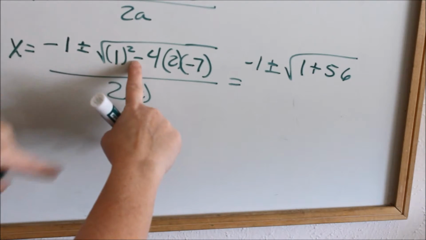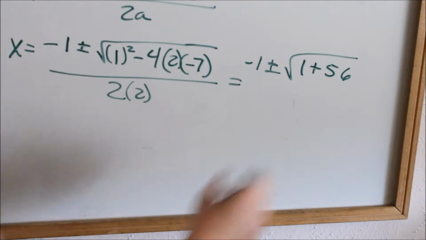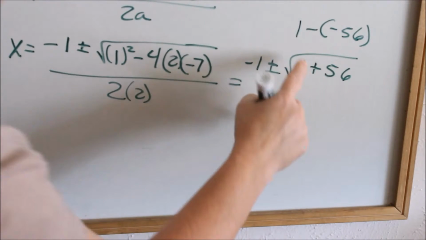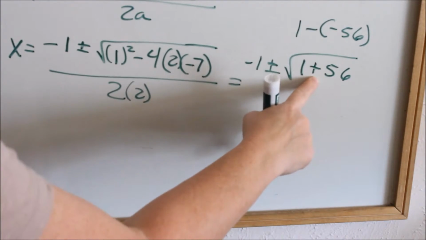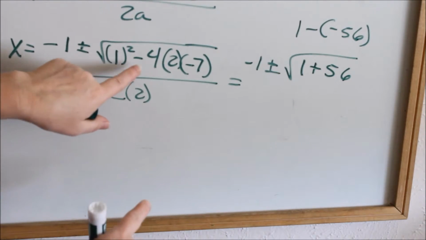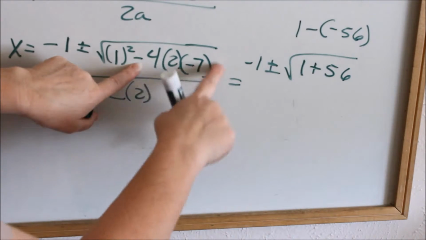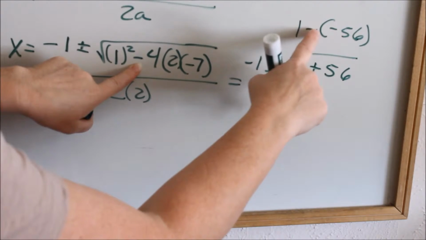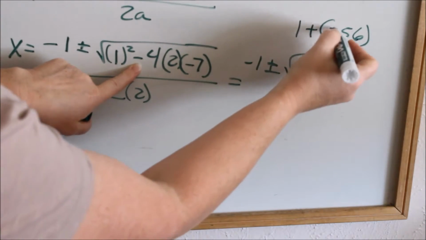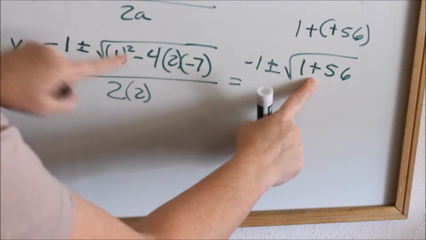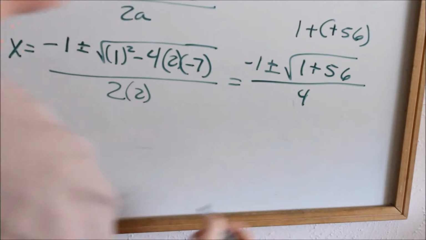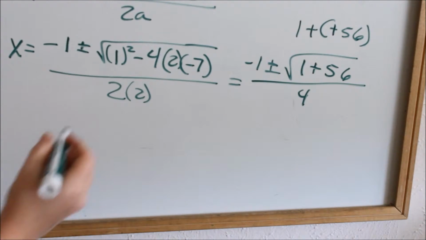And then it will look like this: 1 minus a negative 56. When you have a negative negative, it becomes a positive. So this is like 1 minus, this whole thing right here would be a negative 56. 1 minus a negative 56, minus a negative becomes positive. So that's how we get the 1 plus 56, all over 4.